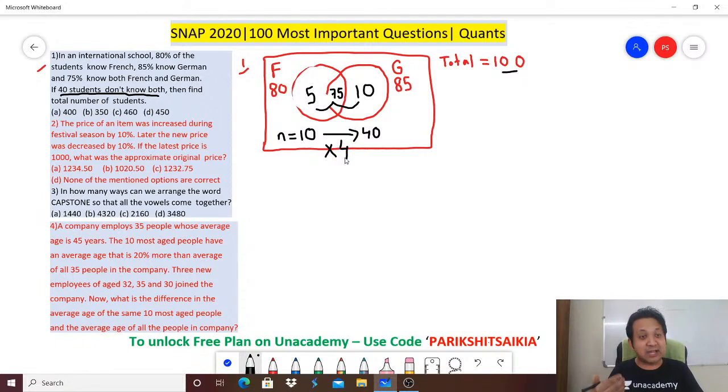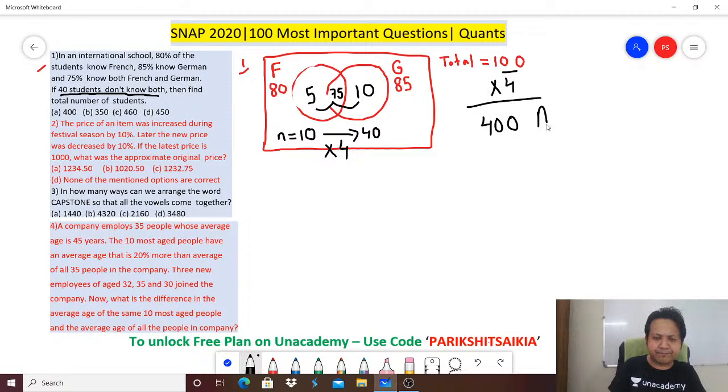So you got the answer. It means every number that you have assumed, you need to multiply with 4, because the answer you got is 10. But as per the question, it is 40. Perfect. The multiplying factor is 4. It means the total will also be multiplied by 4. So your answer is 400.